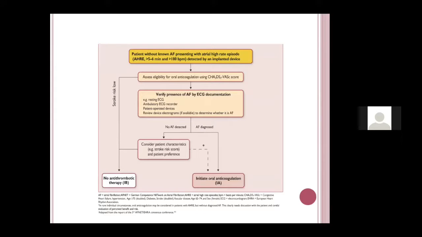Now, for a patient without known AF who presents with high rate events on an ICD or a pacemaker, we should just see whether the AF is diagnosed or not. If the AF is diagnosed, then they definitely need anticoagulation. Whereas if there is no AF, there should be no antithrombotic therapy. But everything depends on the CHA2DS2-VASc score, which I'll come into.